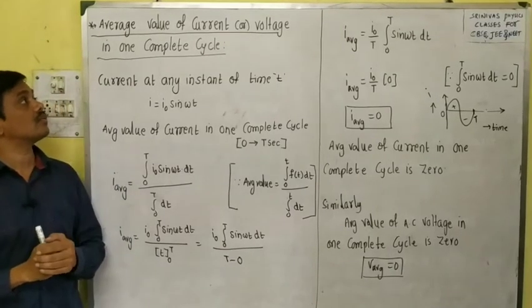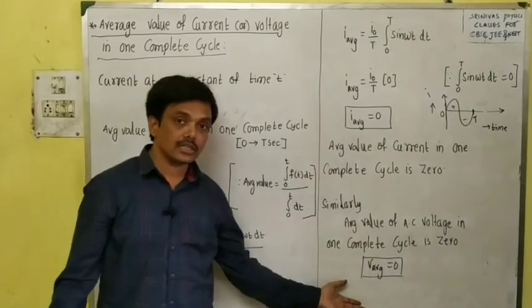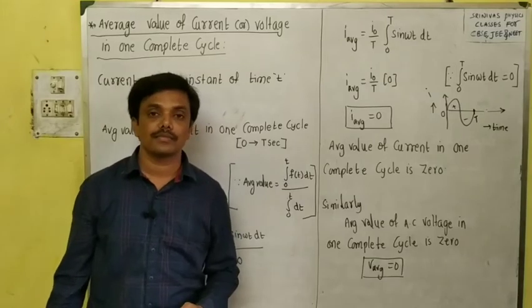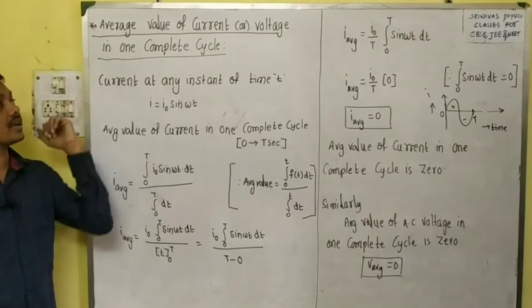Let us go for the average value of current in a half cycle. Here we are getting the average value of current as 0, but we cannot say that zero current is passing in your house. Then there is another method. I will try to find the average value of current in half cycle.